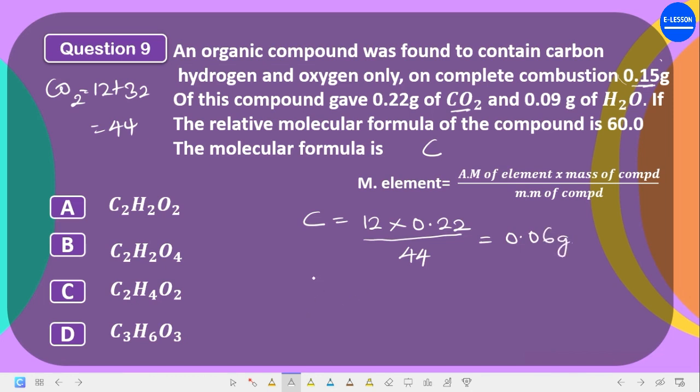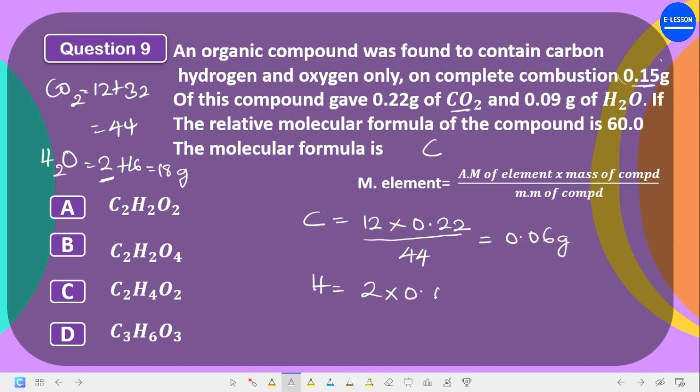Now let's calculate the mass of hydrogen. Where can we find hydrogen? It's in H2O. Now H2O has 1 times 2 hydrogen plus 16, to give us 18 gram in total. So the mass of hydrogen present in H2O is 2. So we say 2 times the mass of the compound. What is the mass of H2O given?